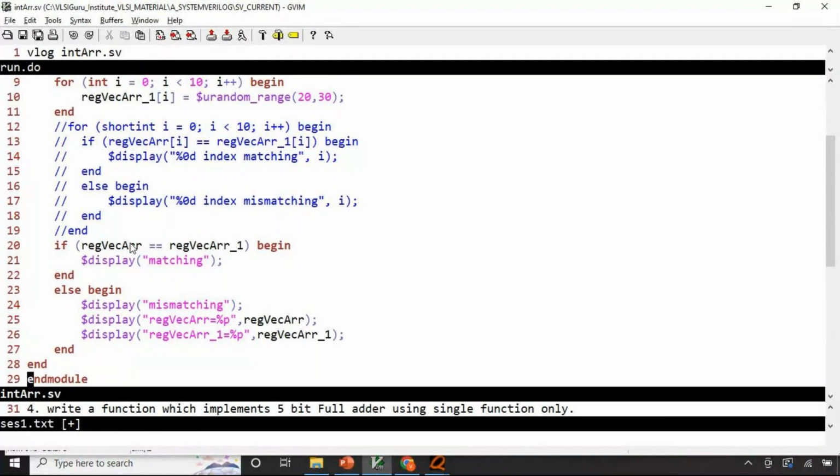I will give you one hint here. Please listen to me. SystemVerilog supports whole array copy. Understand plain English? In Verilog, you have to do element by element basis copy. SystemVerilog supports whole array copy. Now please do it.